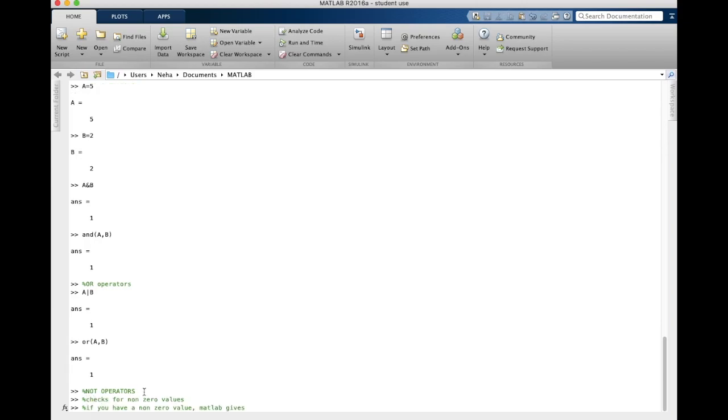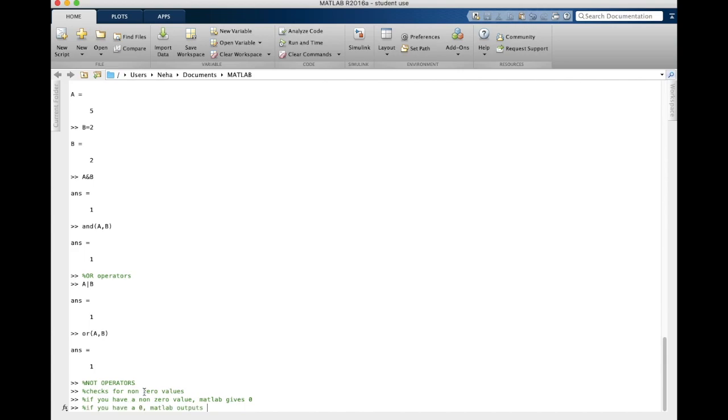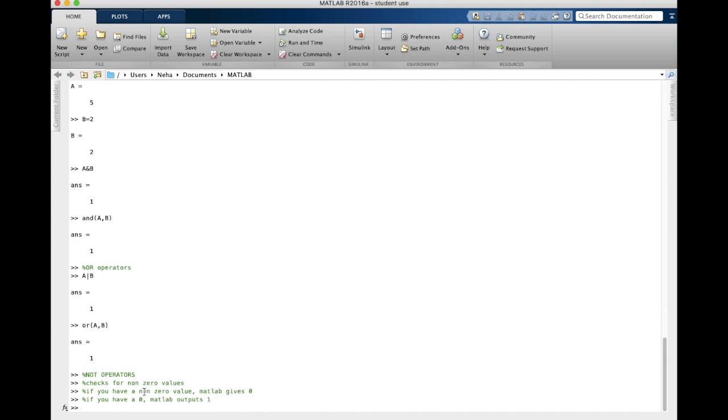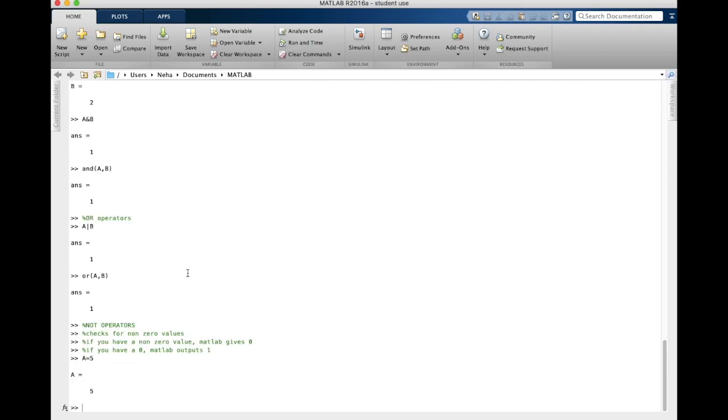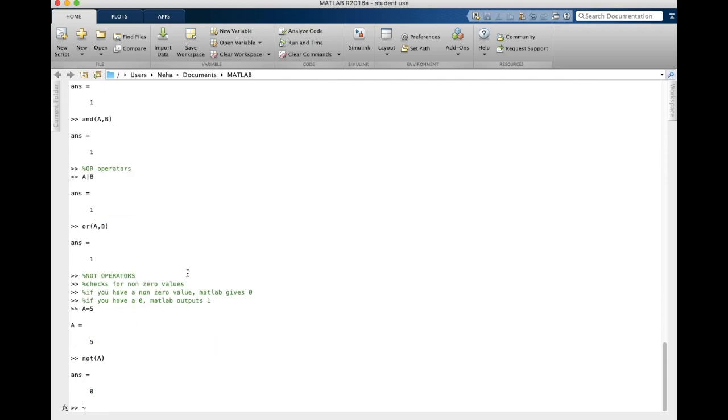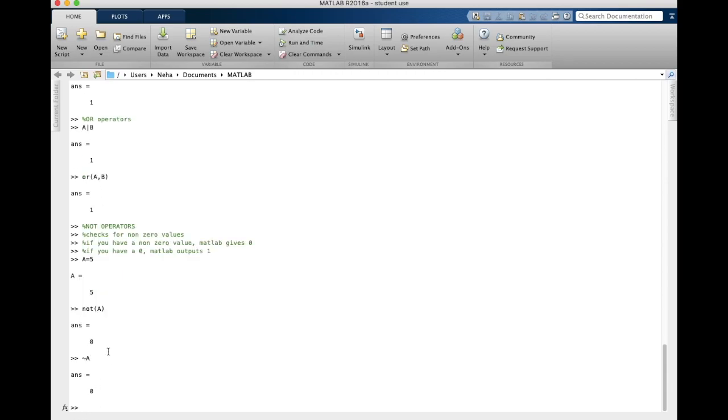If you have a non-zero value, MATLAB will output a 0. If you have a 0, MATLAB will output a 1. So for example, if I have a equals 5, and I put not of a, and you can also use the squiggly line of a, you will get 0 in both cases. This is because MATLAB is checking whether a is 0 or if it is a non-zero value. Because a is 5, it's a non-zero value, so MATLAB will give us 0.